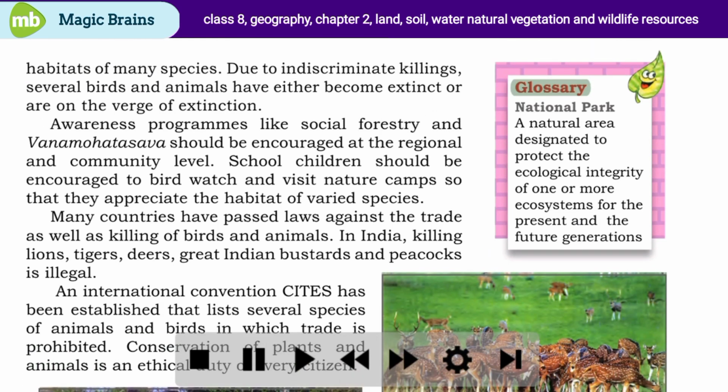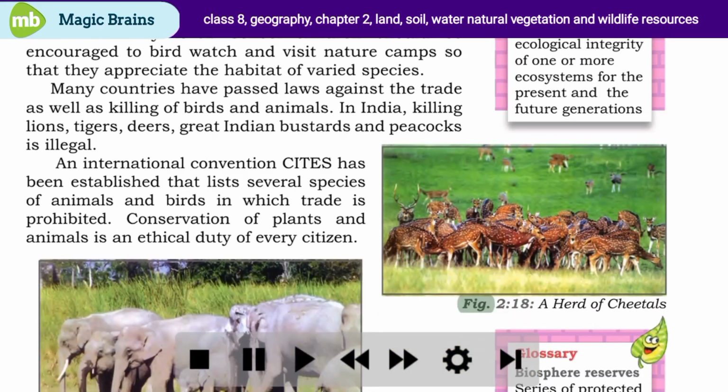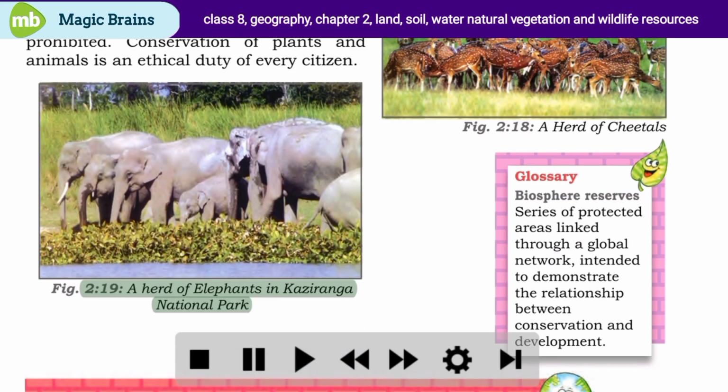On the top right side, there is a pink box which reads Glossary. National Park, a natural area designated to protect the ecological integrity of one or more ecosystems for the present and future generations. On the right side, there is figure number 2.18, which shows a herd of cheetahs. There is another figure 2.19, which shows a herd of elephants in Kaziranga National Park.